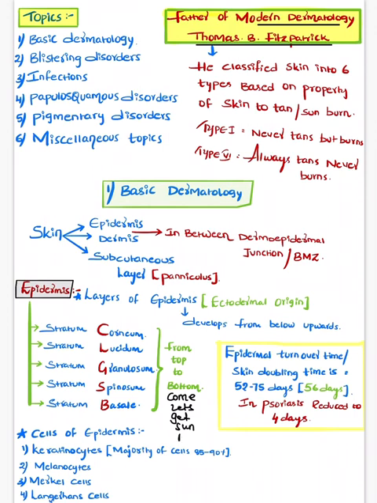Okay. Now coming on to the epidermal turnover time. That is skin doubling time. That is around 56 days. Okay. In psoriasis, what happens? This time is reduced to just 4 days. Means skin will double in just 4 days, guys.